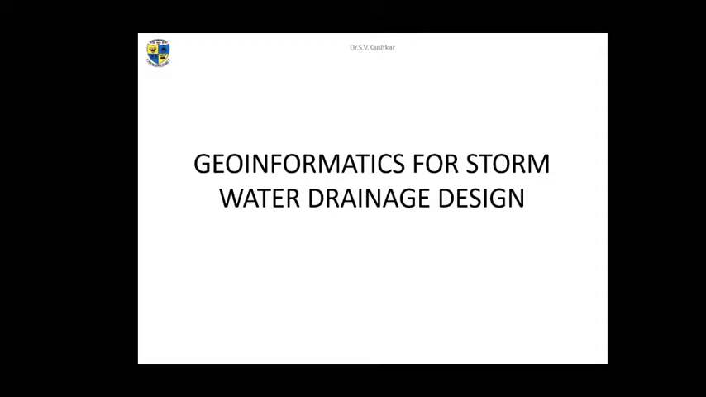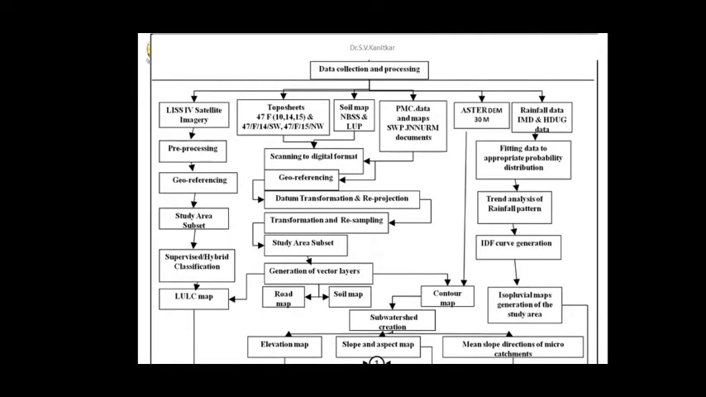So let us go through a flowchart which elaborates how this geoinformatics data is processed and then how further it can be used to do calculation related to stormwater drainage design. Now, this particular process flowchart shows how the flow of data will take place. So let us start with data collection and processing.